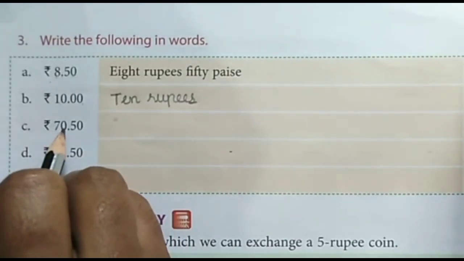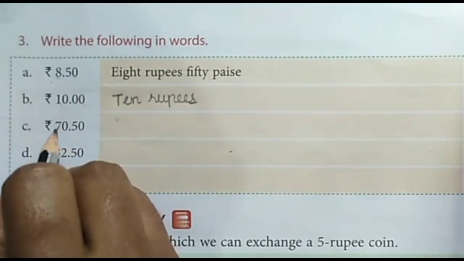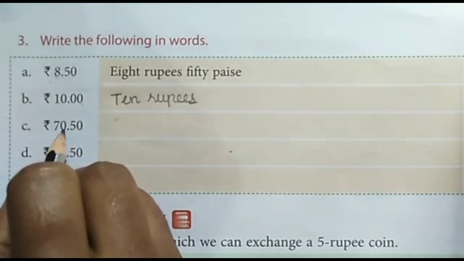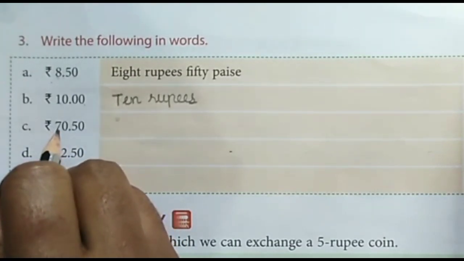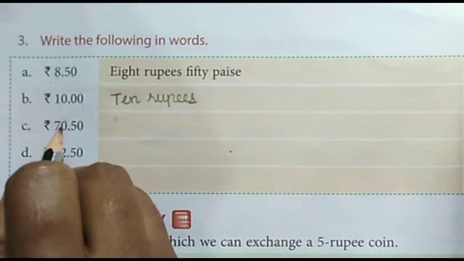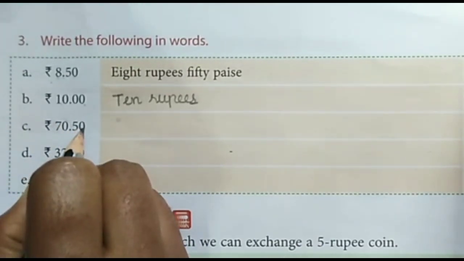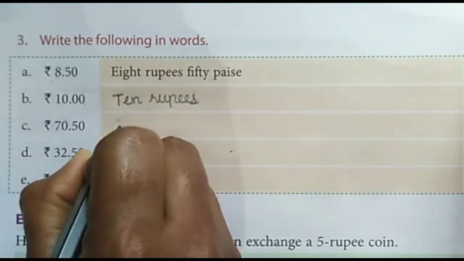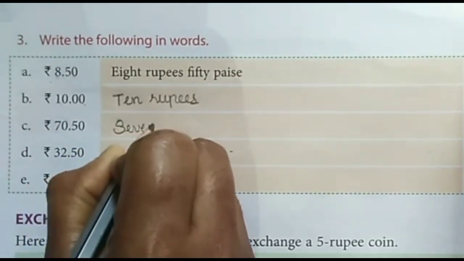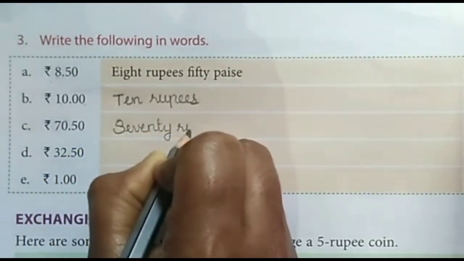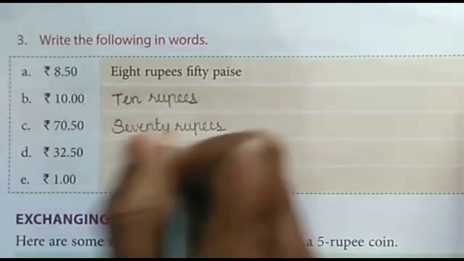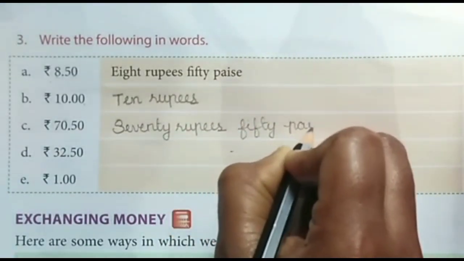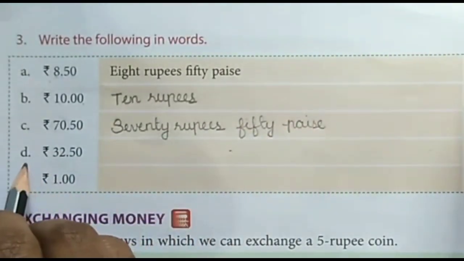Here we can see 70.50. The number on the left side of the dot is 70 and the number on the right side of the dot is 50. We learned the number on the left side of the dot represents rupees, so we can write 70 rupees, and the right side of the dot represents paise. So the amount is 70 rupees 50 paise. We can write it as SEVENTY, 70 rupees. Then FIFTY, 50 paise. Look at the next amount.